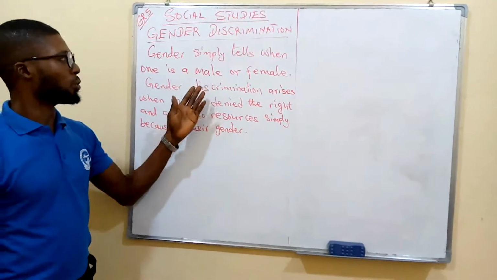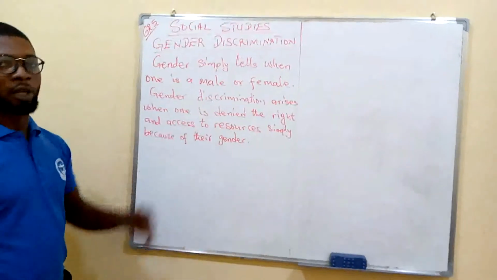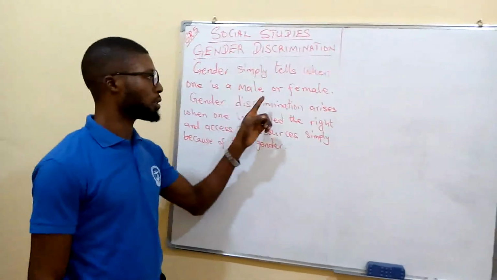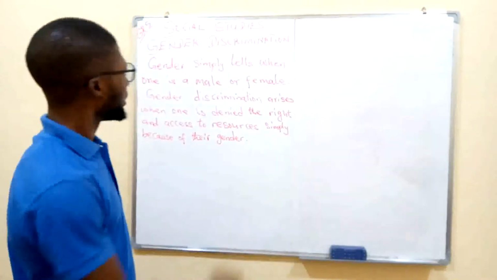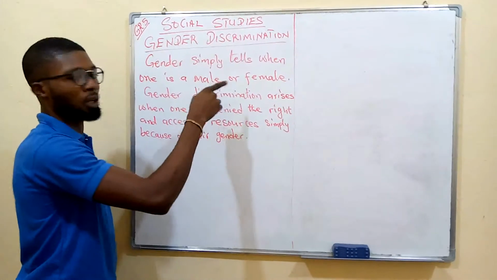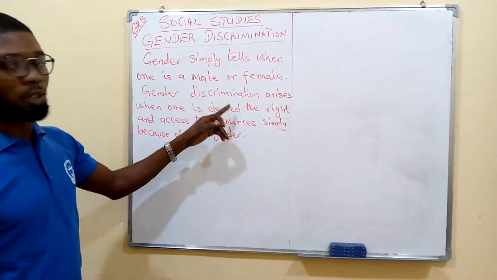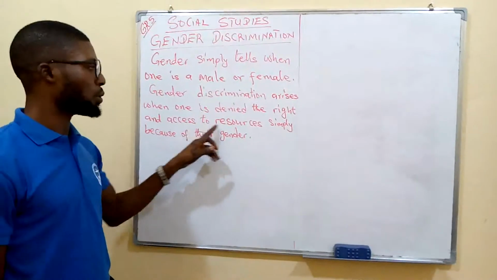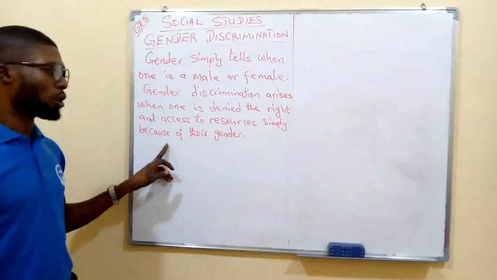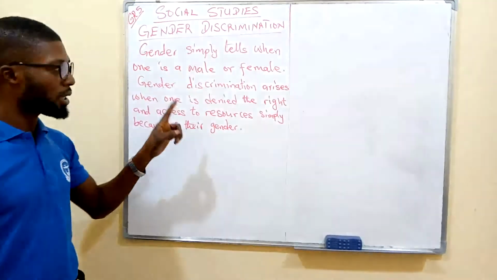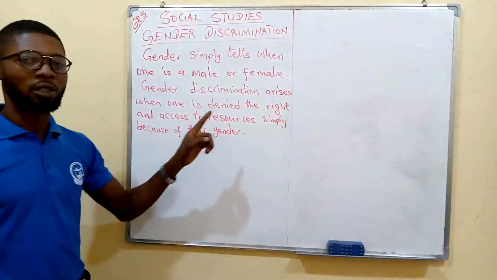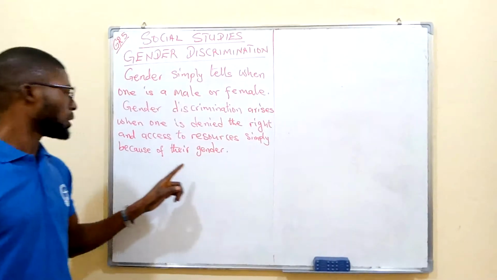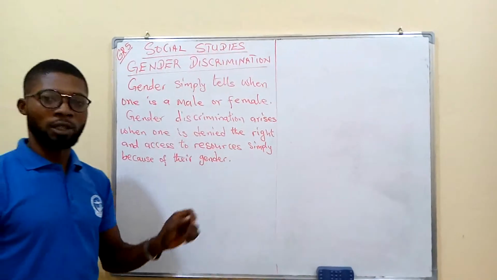Alright, on the board here we have the definition of our topic, gender discrimination. Remember I said that gender simply tells when one is a male or a female. Now, gender discrimination arises when one is denied the right and access to resources simply because of their gender.